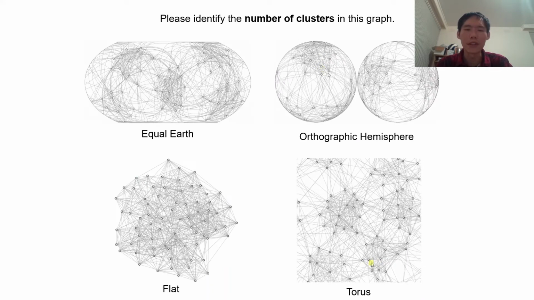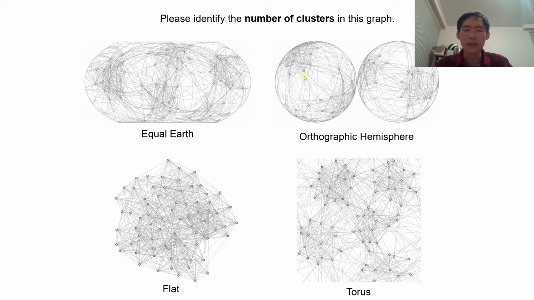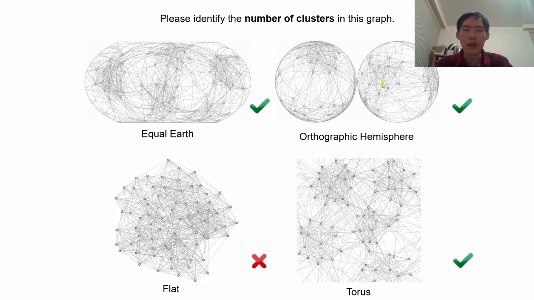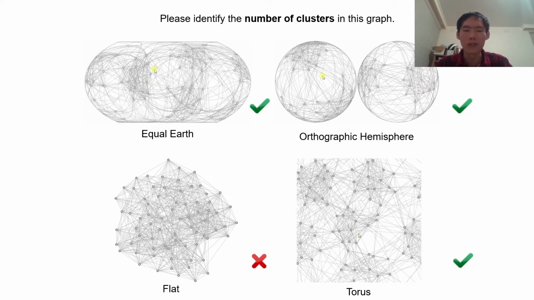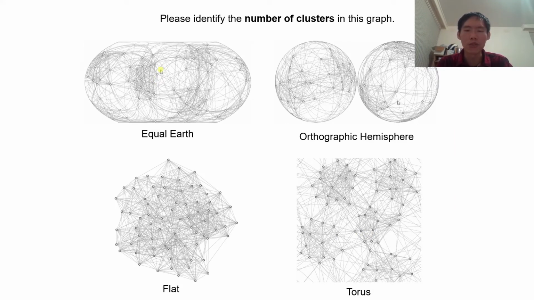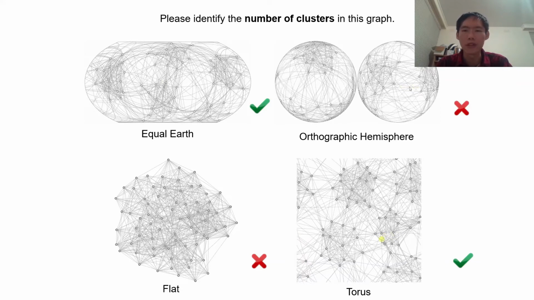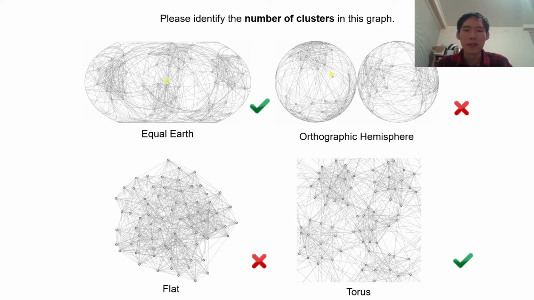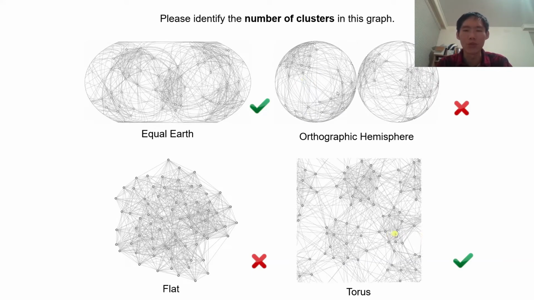In our second study, we compare sphere network layouts to a standard flat node-link diagram and 2D torus layout. We find that both 2D sphere and torus are more accurate than standard flat. Within continuous topologies, we find that Equal Earth and torus are more accurate than orthographic hemisphere. Participants mentioned that Equal Earth and torus provide a great overview of the entire network.